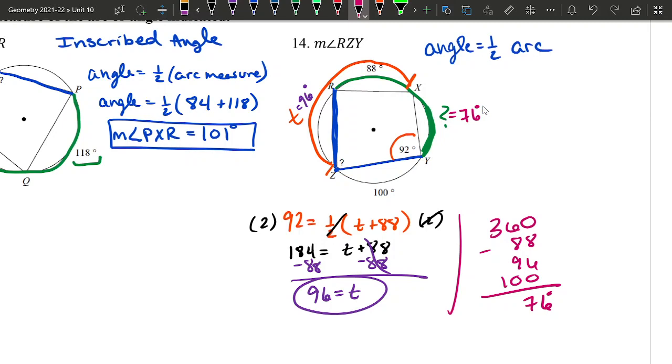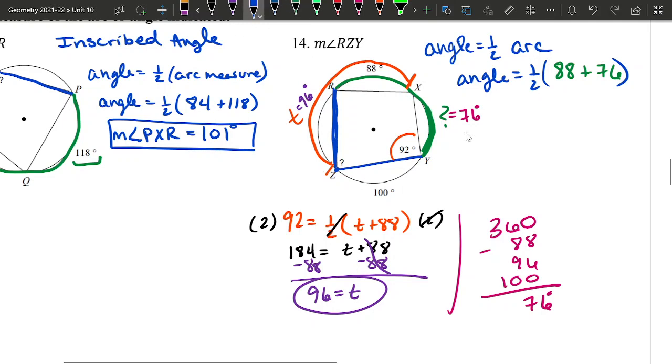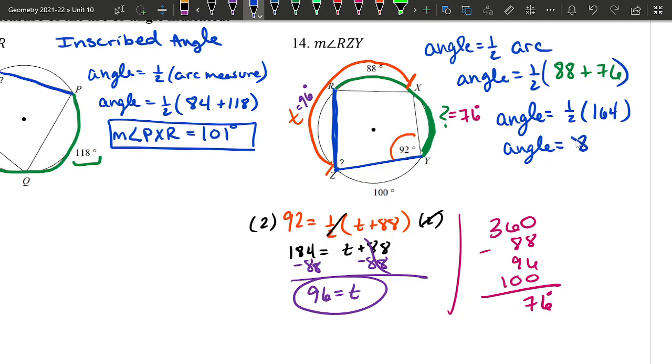And now I can go back to the first part that I set up and say the angle equals half of the arc. And I know that the arc is 88 plus 76. So then the angle is half of 164. So the angle is 82 degrees. Angle RZY.